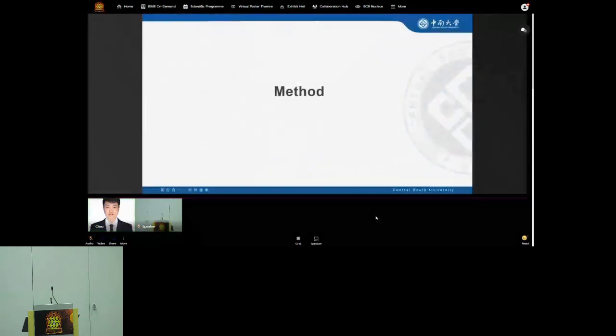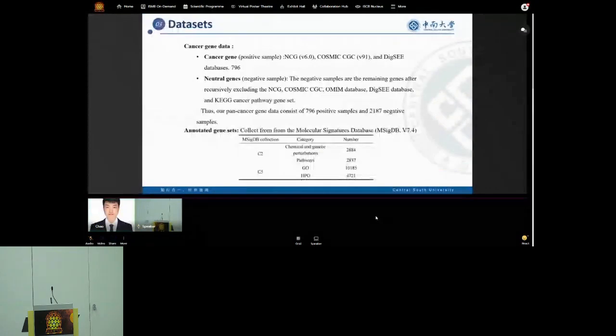The next part is our methods. First, we collect pan-cancer data to evaluate model performance for predicting new cancer genes. Specifically, we collect known cancer genes from three cancer gene databases as positive samples, and the negative samples are the remaining genes after excluding the known cancer genes and the KEGG cancer pathways gene sets.